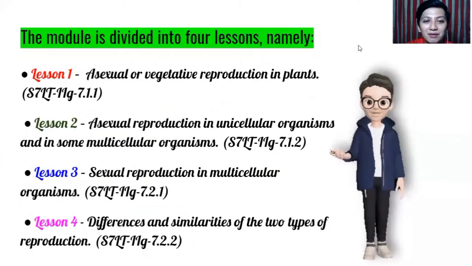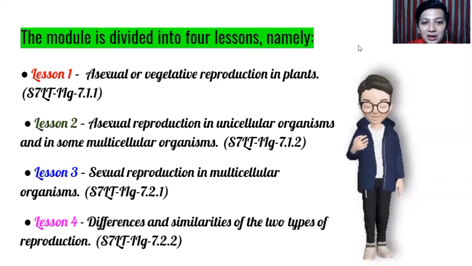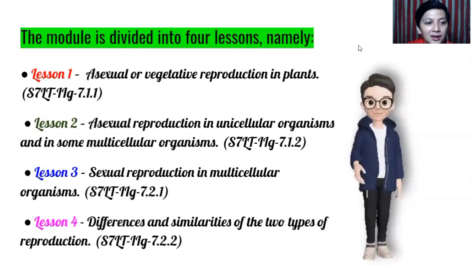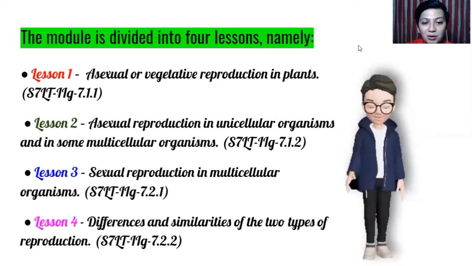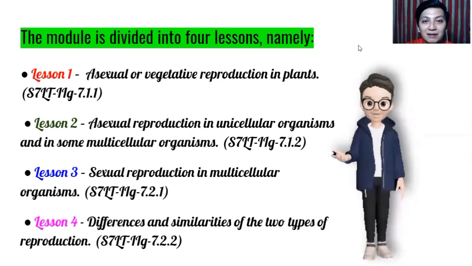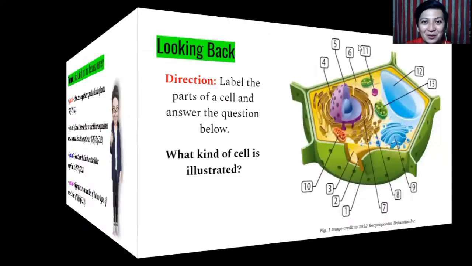So this module is divided into 4 lessons, namely, number 1, asexual or vegetative reproduction in plants. Lesson 2, asexual reproduction in unicellular organisms and in some multicellular organisms. Lesson number 3, sexual reproduction in multicellular organisms. And number 4, differences and similarities of the two types of reproduction. So we are going to tackle all those 4 lessons for this week.